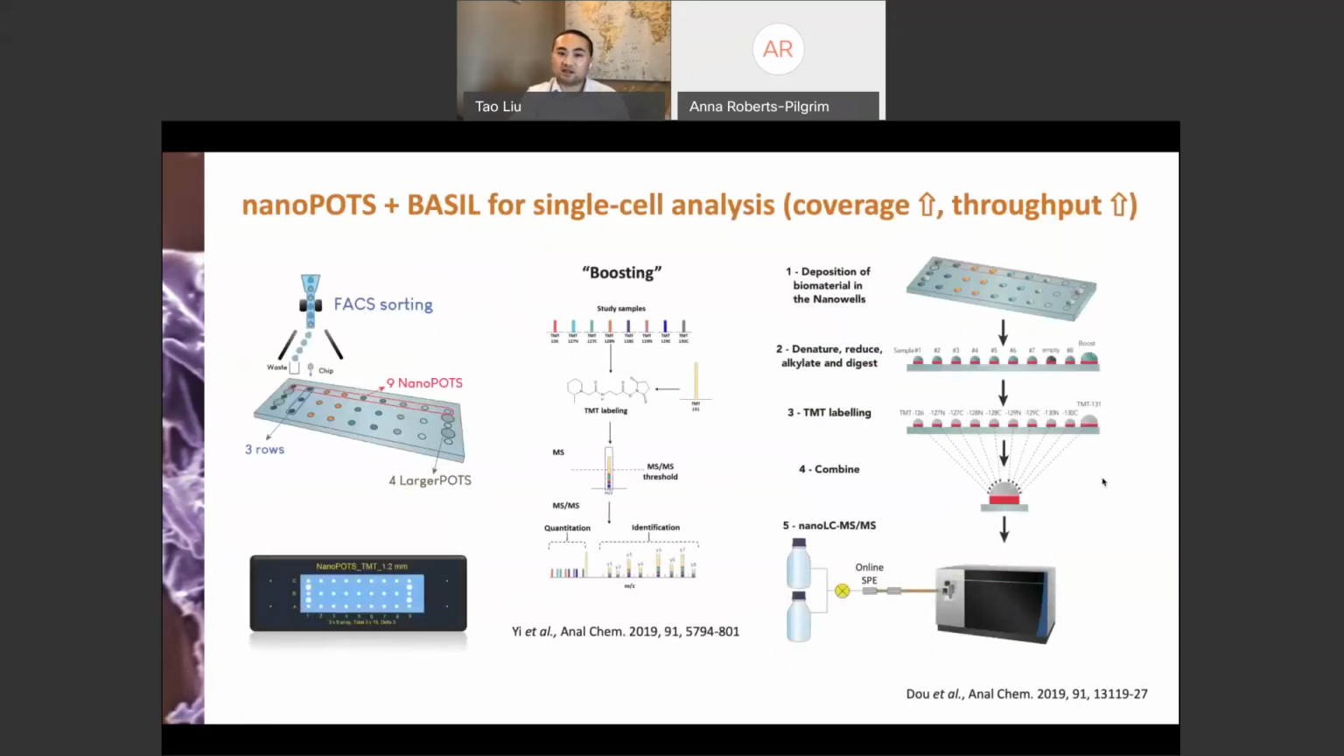So we combined the nanoPOTS and the BASIL concept, and we put this into an integrated workflow. You basically do everything on the chip, including, like I said, lysis, digestion, and also TMT labeling, and sample pooling, all in one automated workflow. As you can see, we have a larger well here for combining all these individual samples into one combined TMT labeled sample for mass spec analysis.